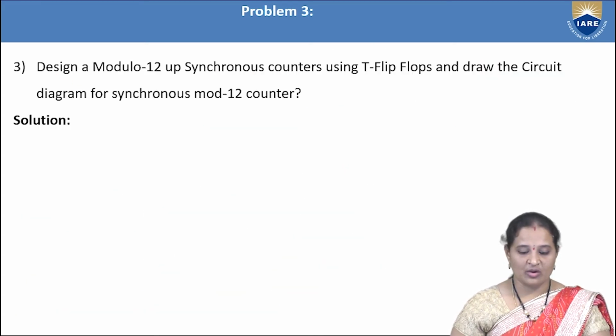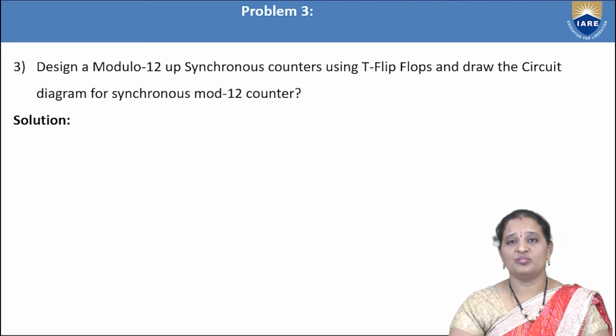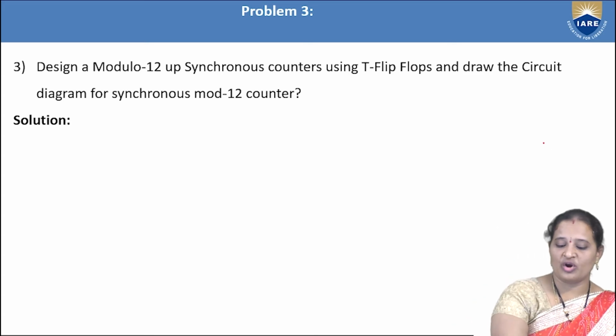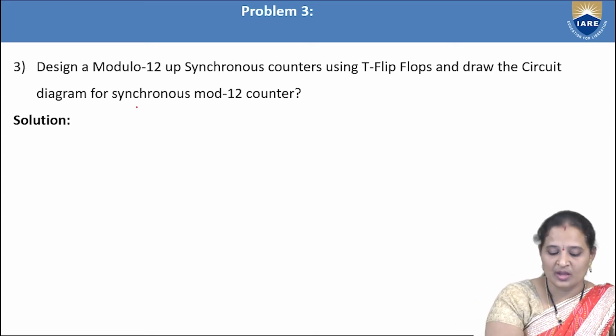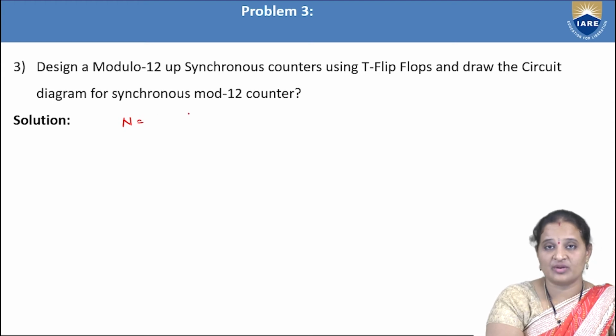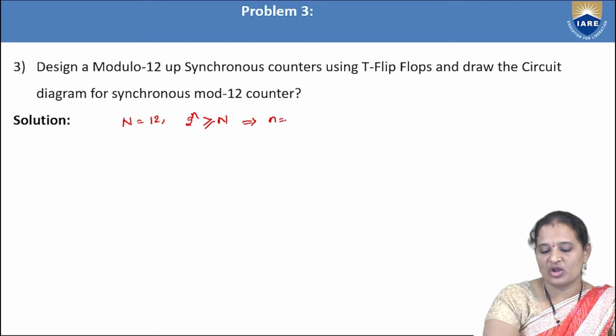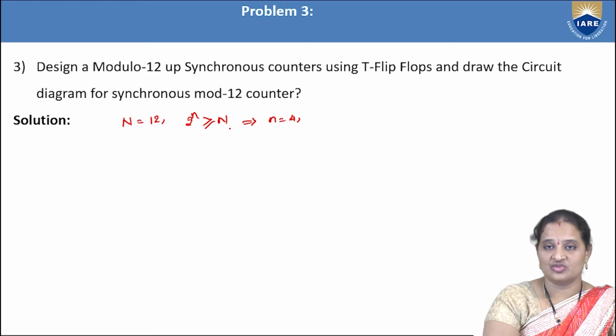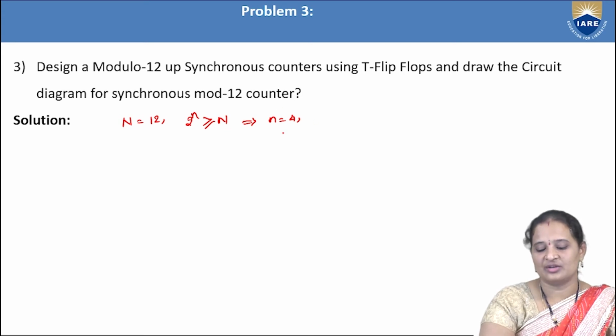Now let us discuss the mod 12 synchronous up counter using T flip-flops. As it is given mod 12, N is equal to 12. So we have to choose the value of small n such that this condition is satisfied. When small n is equal to 4, then 2 power n is 16, and 16 is greater than 12. Even if you consider 3, 2 power 3 is 8, and 8 is not greater than 12. So we need to select n equal to 4.